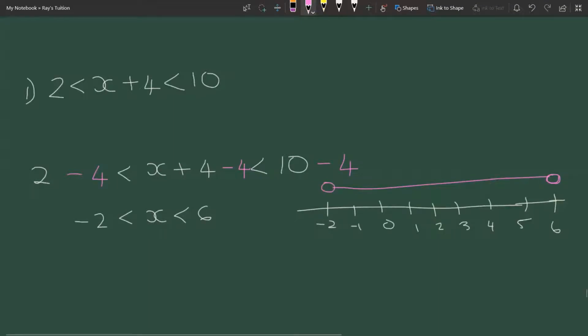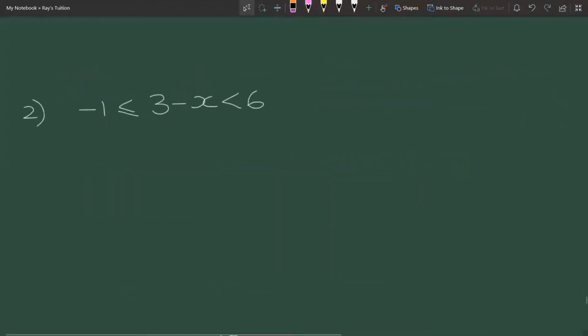For set builder notation, we have x is an element of, and the first value is minus 2 and it's not included, so we use a round bracket. And the second one is 6 and it is not included, so we use a round bracket again. Please, if you do not understand the inequality, the number line or set builder notation, revise the previous videos. So let's have a look at another one.